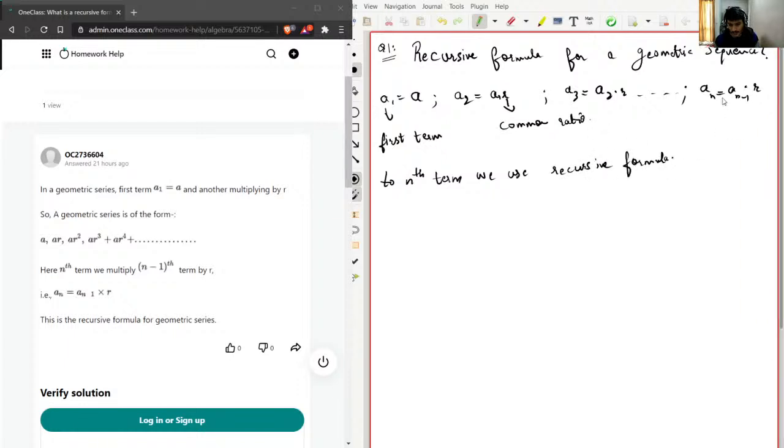I have already told you the recursive formula. To calculate the nth term, we write an equal to an minus 1 times r. We can also write this in terms of the first term multiplied with the common ratio. The first term is a, and for the first it was r power 0, second it was r power 1, so then it will be r power n minus 1.